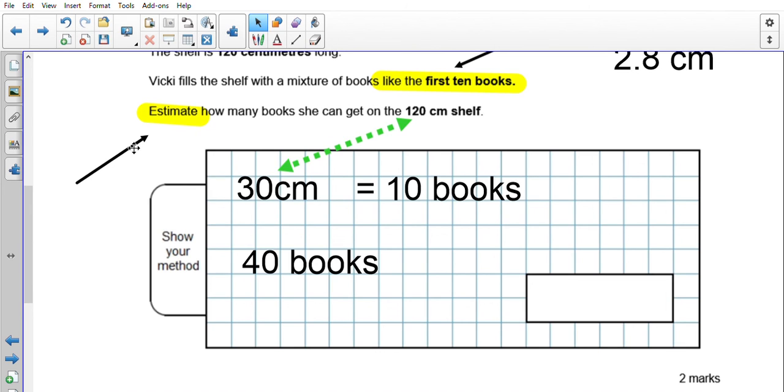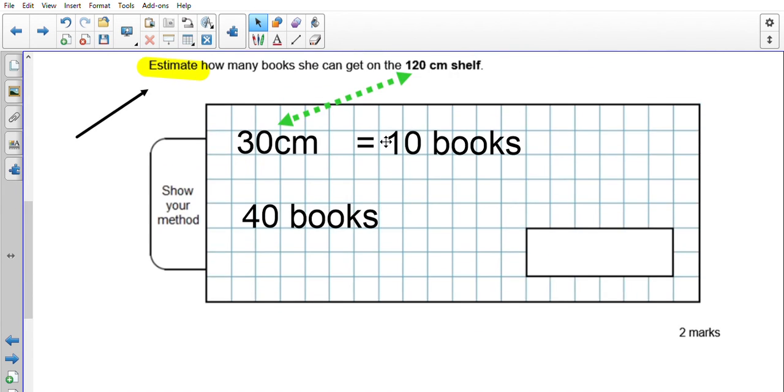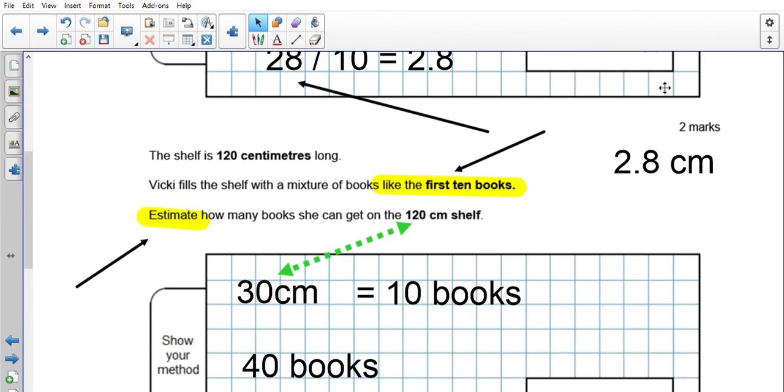But because it says estimate, you can save yourself a whole heap of time just by working it through that way. Okay, I hope that helps. Good luck with the mean and the average.